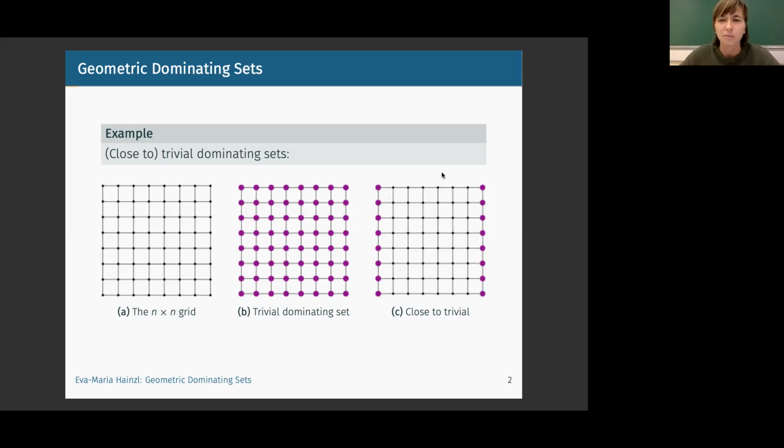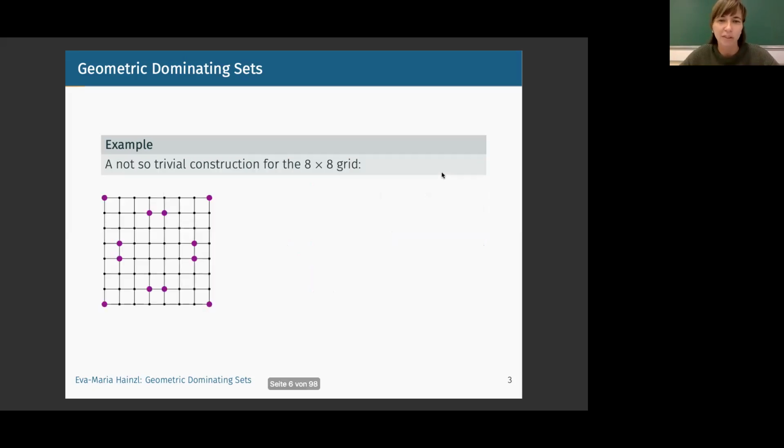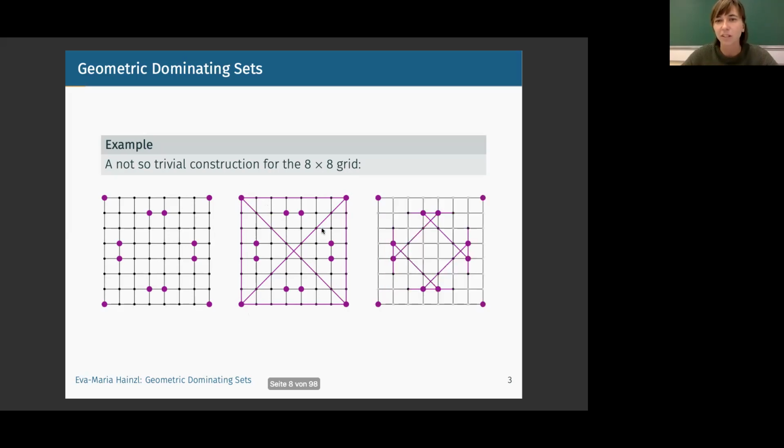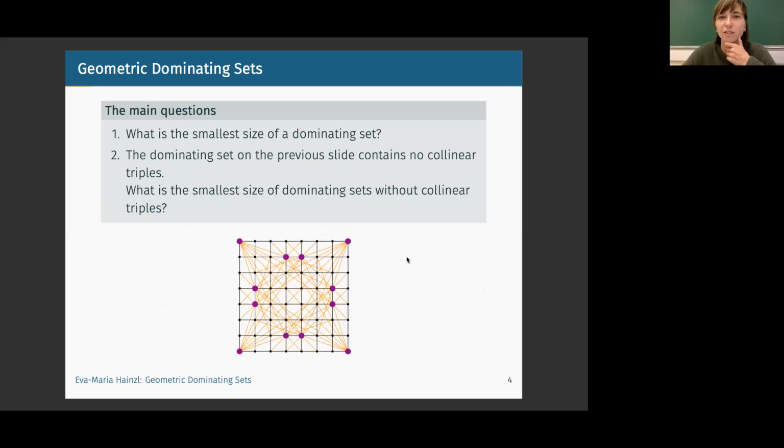So maybe let's look at a dominating set that is a bit more interesting, like this one. It only has 12 points compared to the 16 points that we had before. And it's not so obvious anymore that it's a dominating set, but the points in the corners dominate the outer edges essentially, and the diagonals, and the rest of the points are dominated, for example, by these lines. So we went from 64 points to 16 points, now 12 points. A very natural question is, what is the smallest?